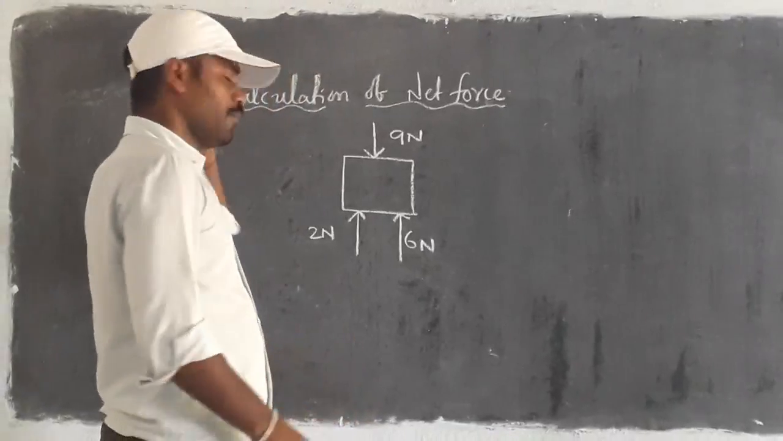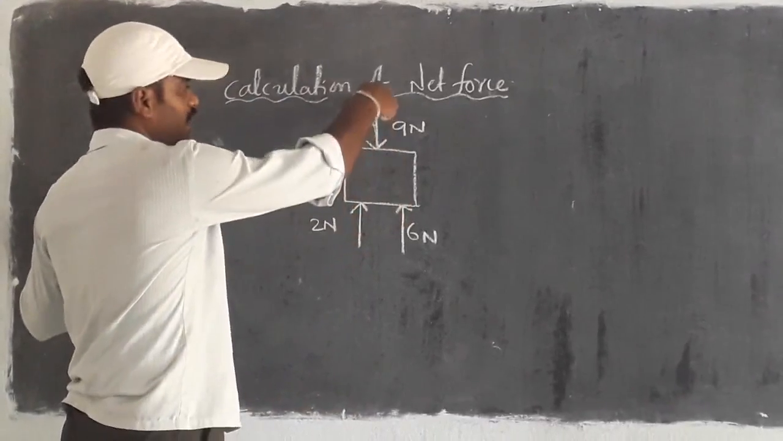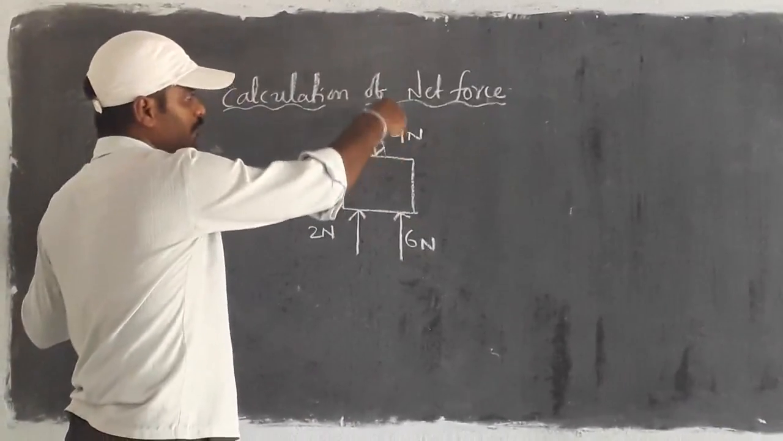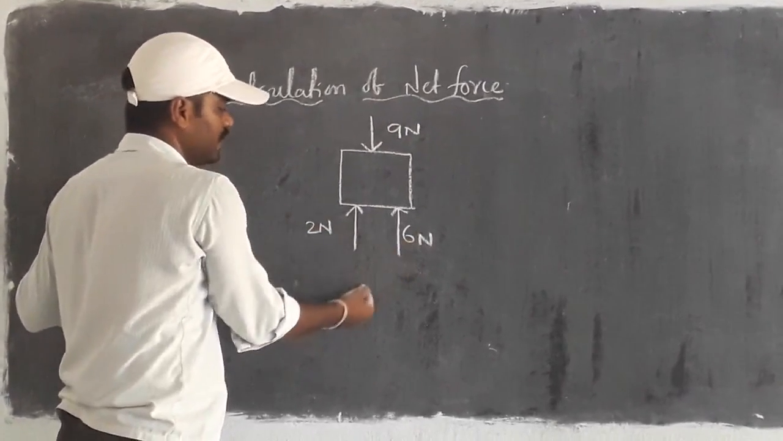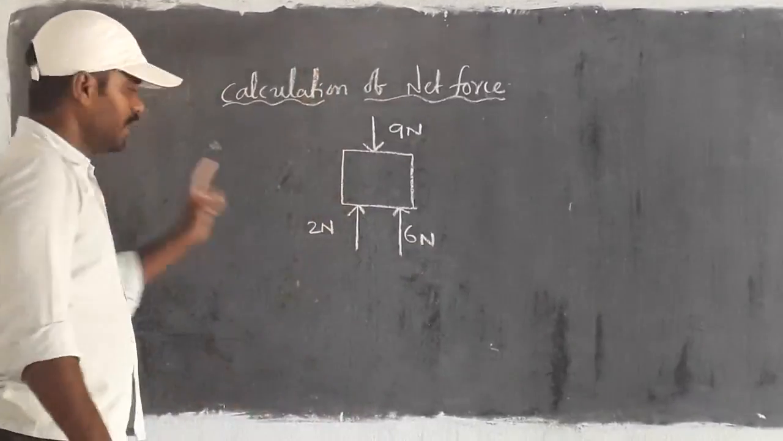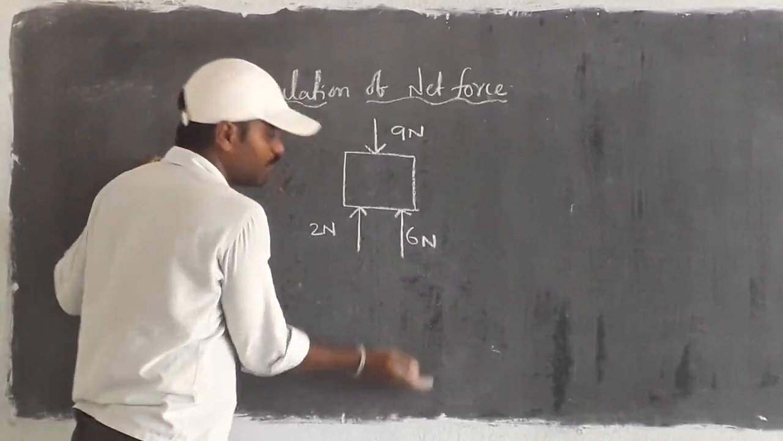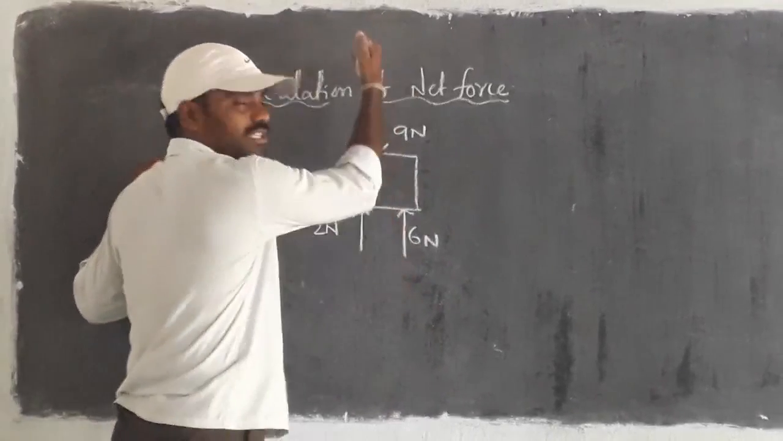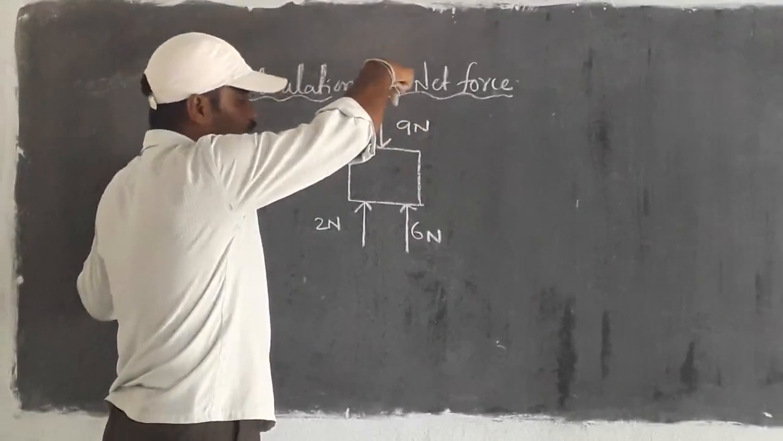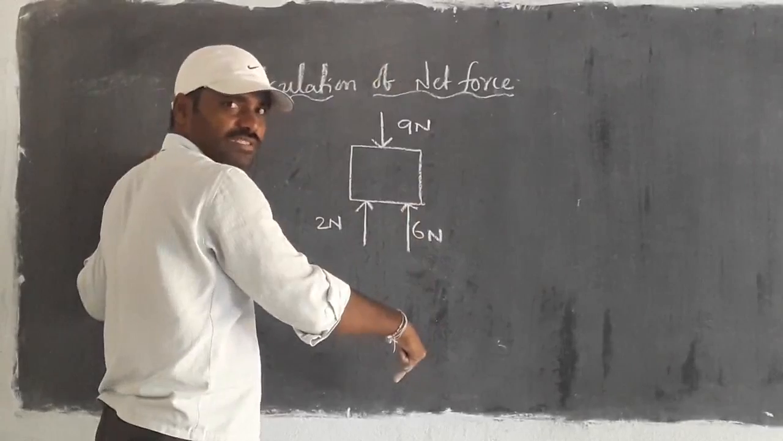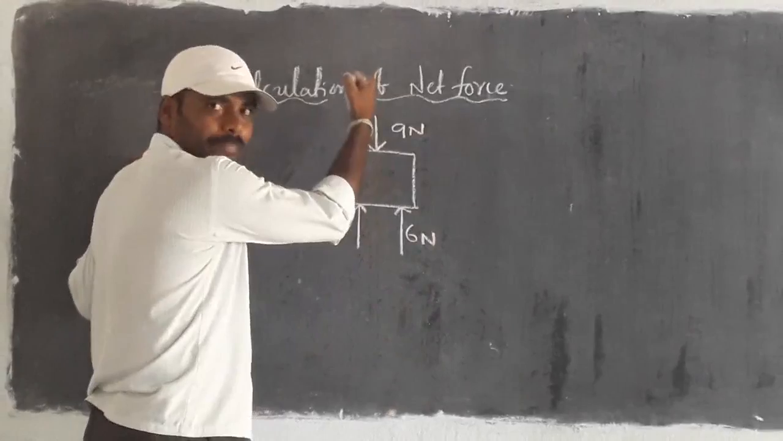Here is one more type of problem. The object is like this, and a 9 newton force is applied from top to bottom, and a 2 newton force and a 6 newton force are acting from bottom to top. At this time, these two forces are in the same direction because they are acting from bottom to top. Means these two are pushing up, and this one applies force in the downward direction, means it pushes down.